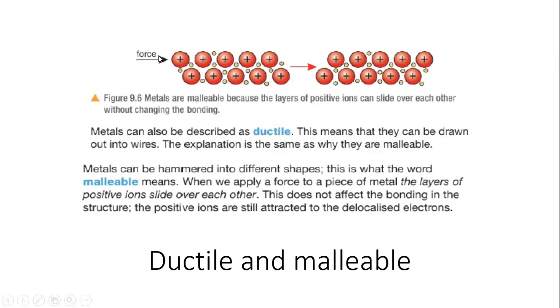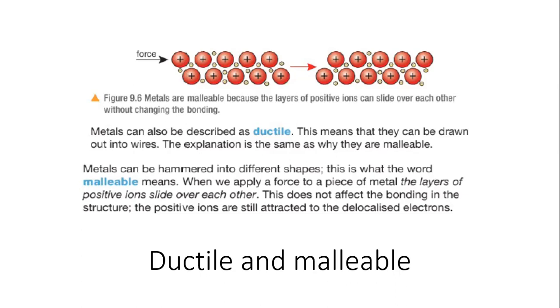What happens is that when you apply the force, the layers are able to slide over each other. Just like in ionic compounds, the layers are able to slide over each other. But the problem in ionic compounds was that the same charges would come on top of each other and that would create repulsion. But in metallic bonding, that is not a problem. Why? Because the electrons are free to move. So if you end up getting an electron on top of an electron, they can simply move away. Or if you end up getting a positive ion on top of a positive ion, an electron can come in the middle and take away the repulsion.